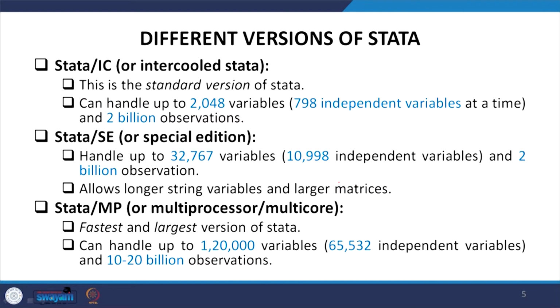Now, let me also introduce you to the different versions of Stata. Generally 3 versions of Stata are available. One is Stata IC, where IC stands for intercooled version, the second one is the special edition, and the third one is the multi-processor or multi-core version.